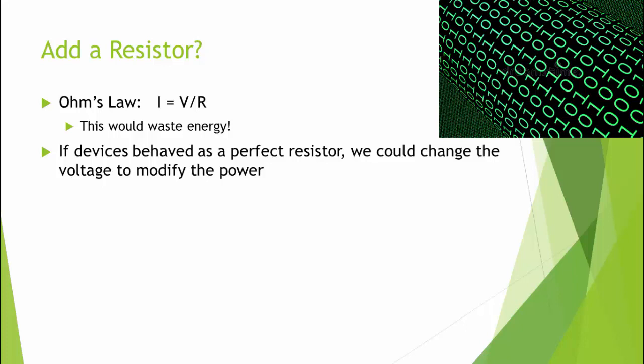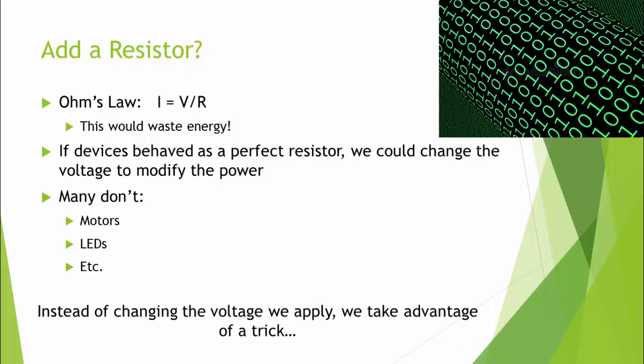Now, if our device behaved as a perfect resistor though, we could still use Ohm's law. We could change the voltage to modify the power. However, many devices don't follow Ohm's law. We already know one. The LED doesn't follow Ohm's law. In fact, motors don't as well. So we've got a real problem here.